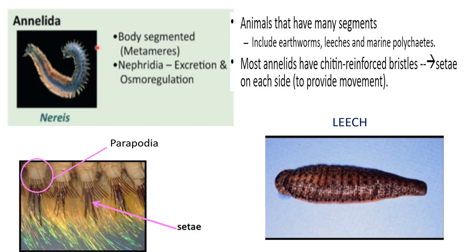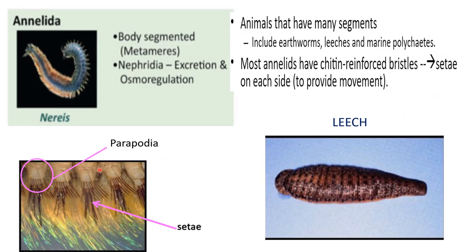Annelida are the first segmented animals, or worms, to evolve segmentation. These segments, as we see, are called metameres. These animals have many segments and include earthworms, leeches, and Nereis. Most of the annelids, like earthworms, have chitinous setae over their body surface. In leeches, suckers are present here, and at the other, posterior end. These suckers and the setae found in earthworms help in their locomotion.